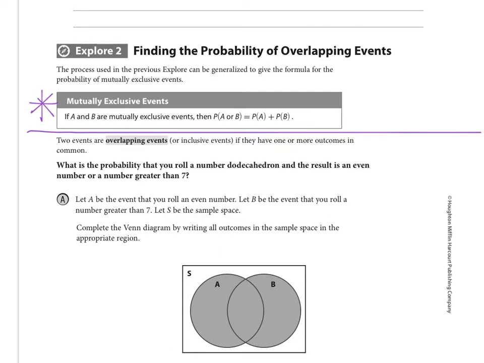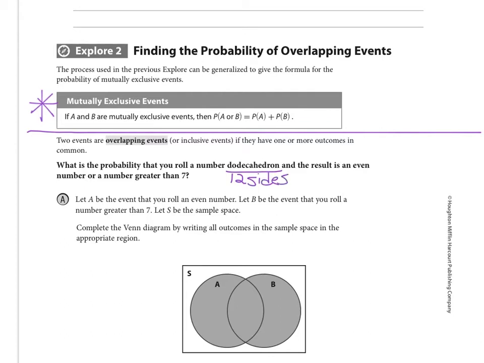So what is the probability here in letter A that we roll a number on a dodecahedron and the result is an even number or a number greater than 7? So again, let's go through and create our Venn diagram and put the values where they belong here. And I'll just remind you that a dodecahedron, remember, is a 12-sided figure.